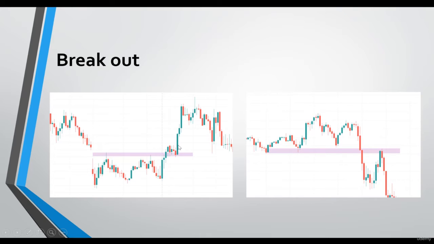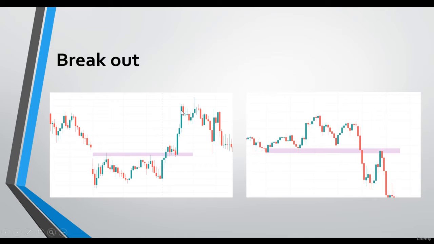All right, you might ask, what does this part mean? This part shows pullback. Pullback means when the price can pass this zone and it never goes back under this zone, and when we have a change in the trend, this is called pullback.